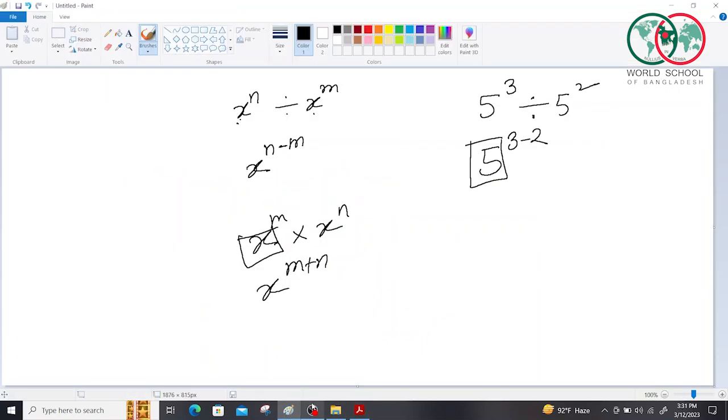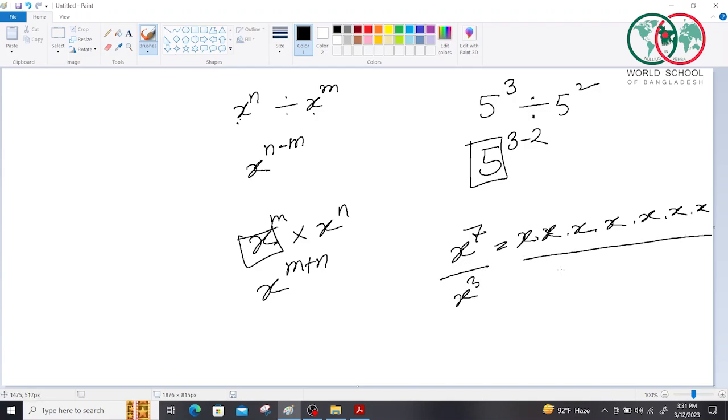So if we do this, x to the power 7 means x is multiplied 7 times. That means x into x into x into x into x, 1, 2, 3, 4, 5, 6, 7. And if we divide by x to the power 3, this means 3 x's are multiplied. Now how many x's are left? 1, 2, 3, 4, 4. So our result is x to the power 4.